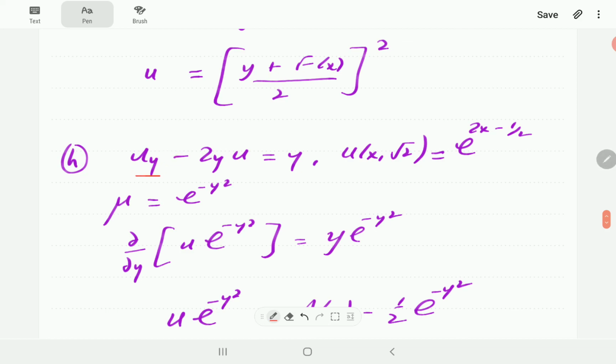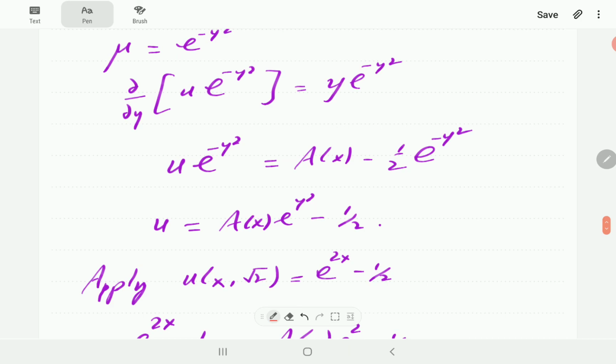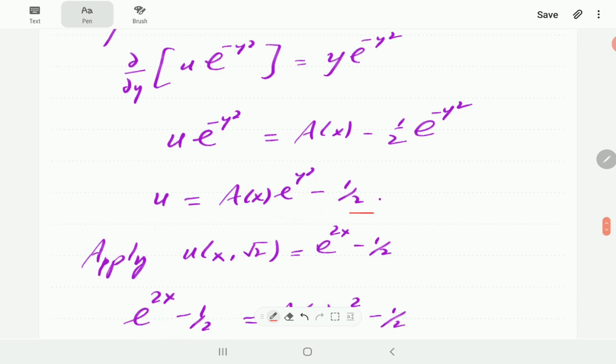Here again, only a derivative with respect to y, so we can treat this as an ODE. For the integrating factor, we multiply both sides by e^(-y^2). Then the PDE is going to look like this. This we can integrate as well, using u substitution. This is an arbitrary function of integration. So if we make u the subject of the formula, the solution is going to look like that.